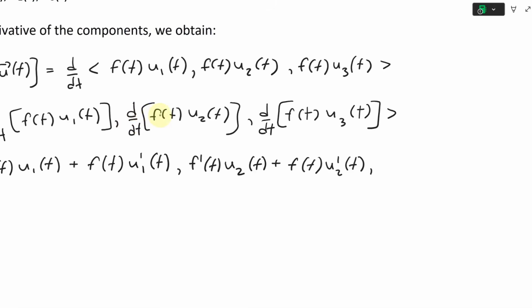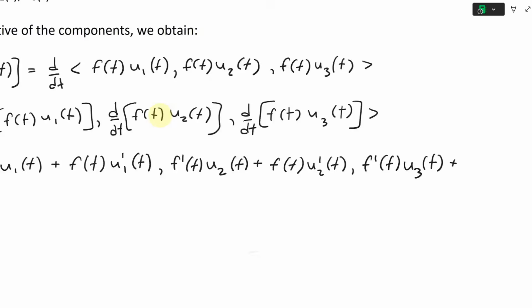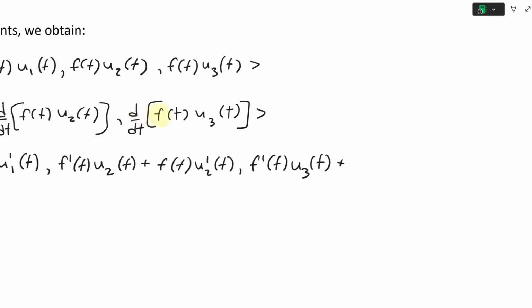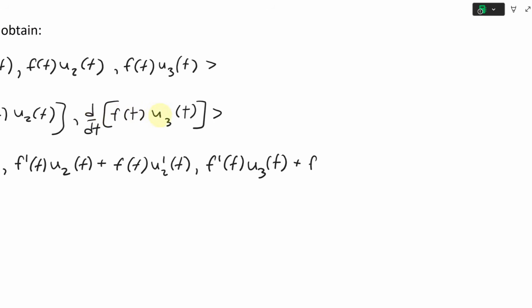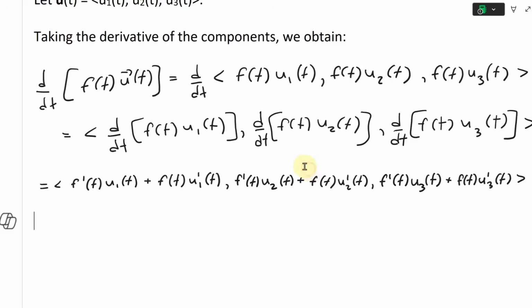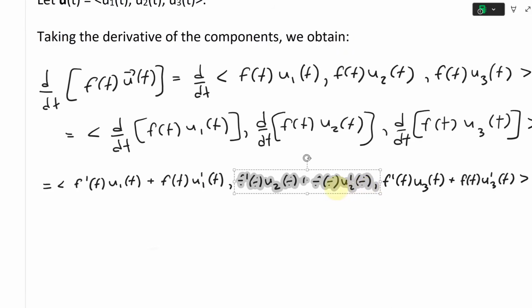Now the next one is going to be f prime of t times u3 of t, plus f of t times u3 prime of t, like that. Yeah, so that is what we have there. Here I just quickly paused and shrunk it to fit this line, as per usual. Okay, there is what we have.